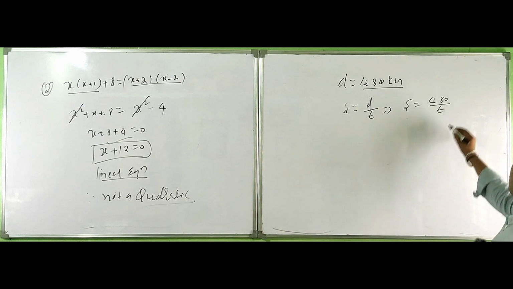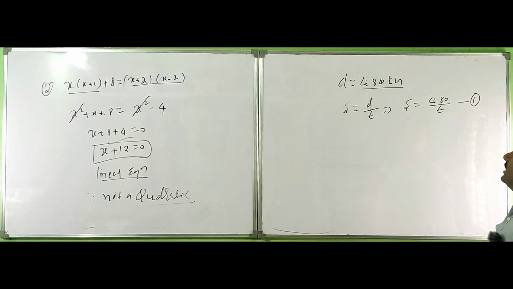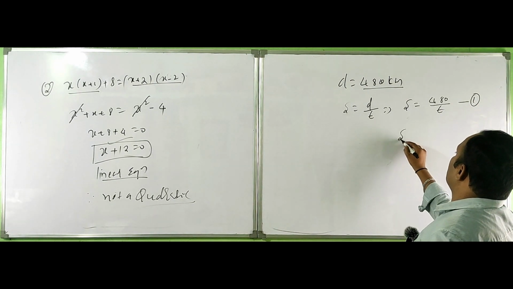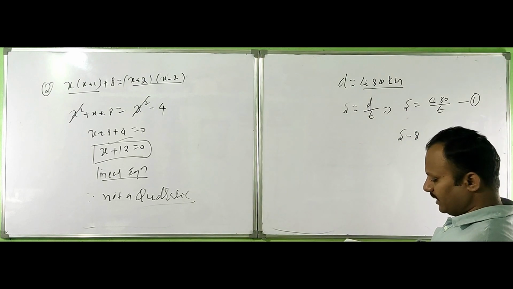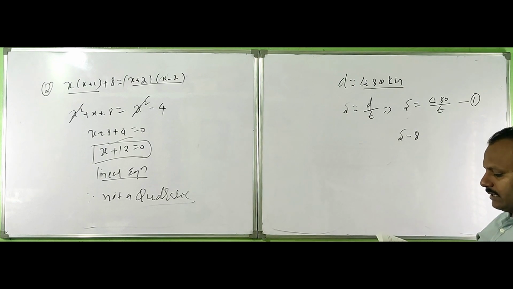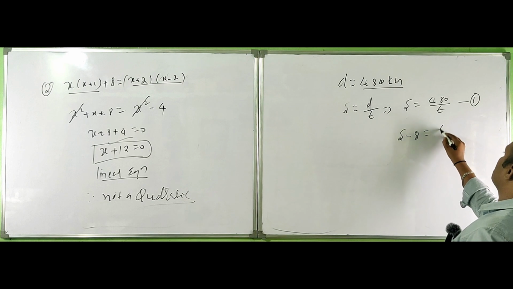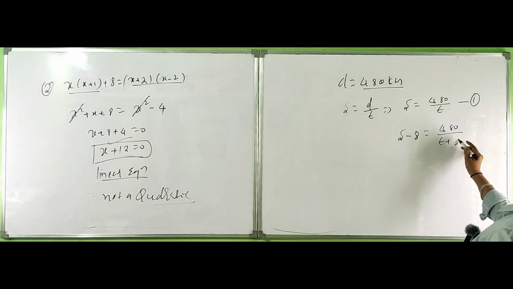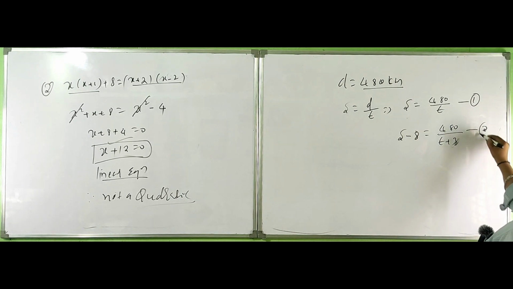First condition: normal speed, it covers the 480 km in time t. If the speed is reduced by 8 km per hour, that is s minus 8, it would have taken 3 hours more to cover the same distance. It would take t plus 3 hours. This is the second equation.